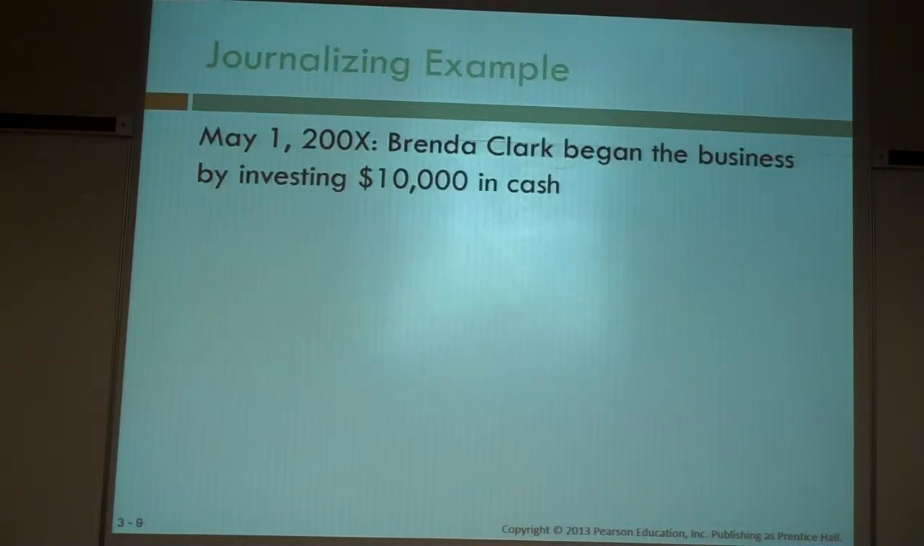Let's look at a journal entry. On May the 1st, Brenda Clark began the business by investing $10,000 in cash. What accounts are affected? Cash and the capital. It's Brenda Clark, comma, capital, and it was $10,000. What's the category?